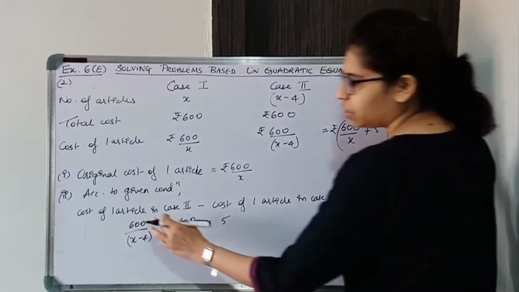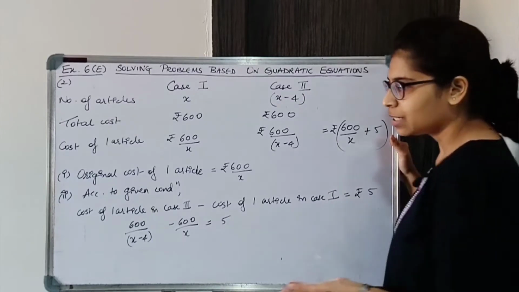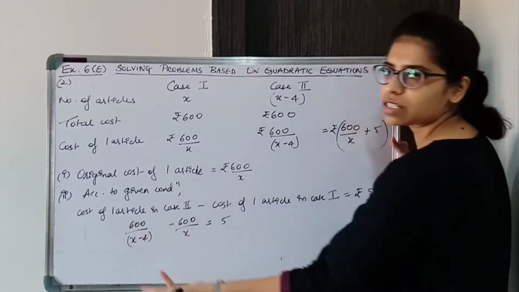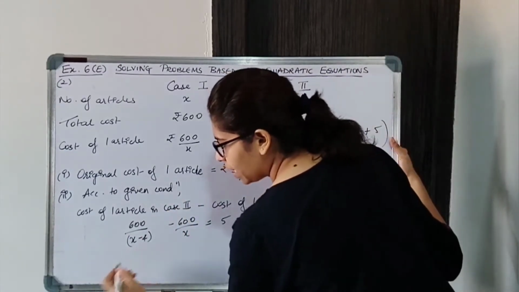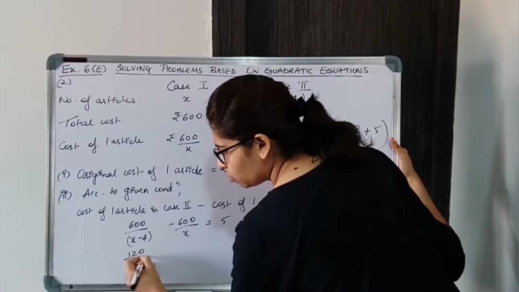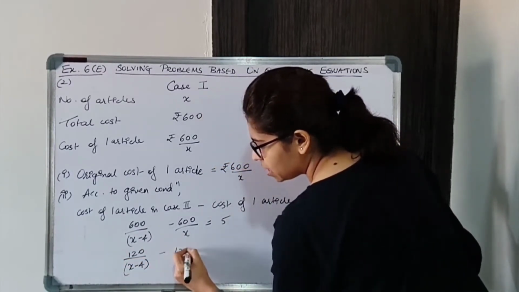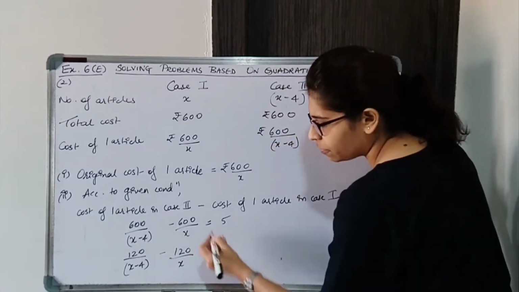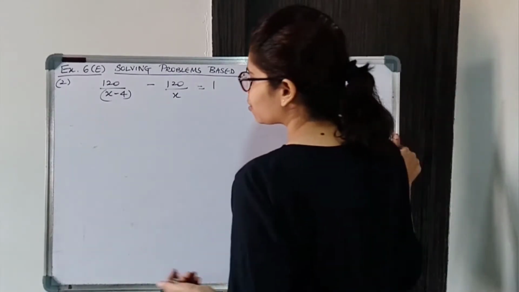Now check the numerators, are they divisible by some number? Yes, 5. This is divisible by 5, this is divisible by 5, this is divisible by 5. Let's divide by 5. So 5 12s are 60 and 0 upon x minus 4. 5 12s are 60 and 0 divided by x, and 5 divided by 5 is 1. You can use the LCM method, I'll be using the crisscross method.